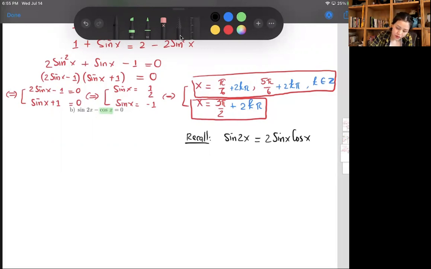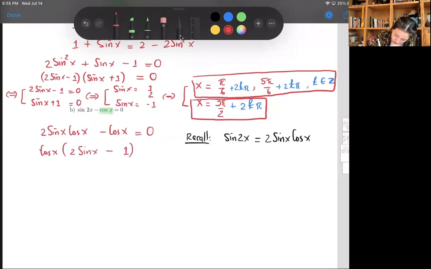So instead of sine 2x, I'm going to write it as 2 sine x cosine x, minus cosine x equals 0. And now I can factor out cosine x. So cosine x times the quantity 2 sine x minus 1 equals 0. So you have either cosine x equals 0 or 2 sine x minus 1 equals 0.